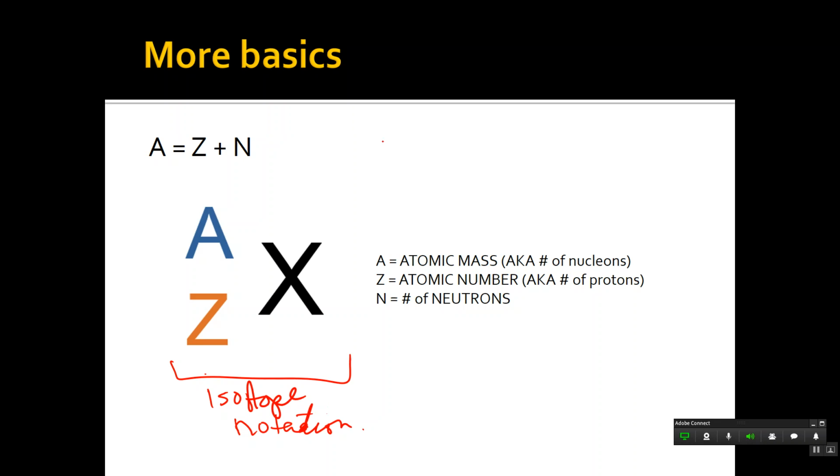This is this big X here. That's the element's identity. So whether we're talking about hydrogen, carbon, oxygen, plutonium, uranium, whatever it is, we write that in big symbols where that X is. Z is the atomic number. The atomic number determines what atom we're talking about, right?